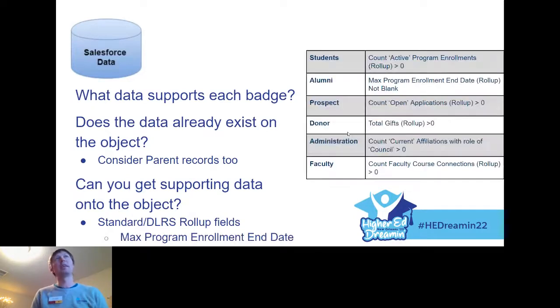Just to show you some examples here, for students, you can think about, what's the count of active program enrollments? So again, with EDA, the org's program enrollments, what's the roll-up of all of those? Maybe for alumni, a roll-up of all of the matched program enrollment dates that are not blank. So instead of having an account, you have a date field that you could have a little bit more abilities with. For things like administration, maybe they're using affiliations, and they have some sort of a role field or some other field to mark them as a council member. So those are some of the ideas on how to transfer that data into the logic behind it.